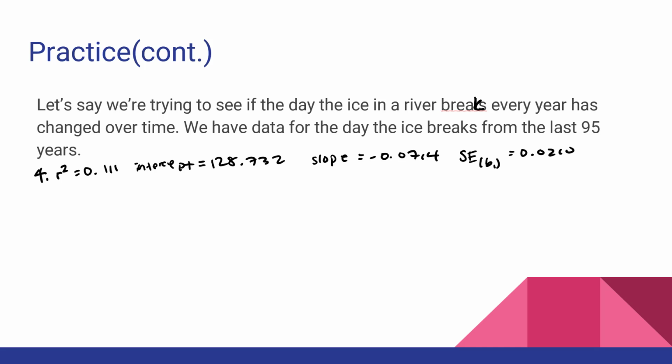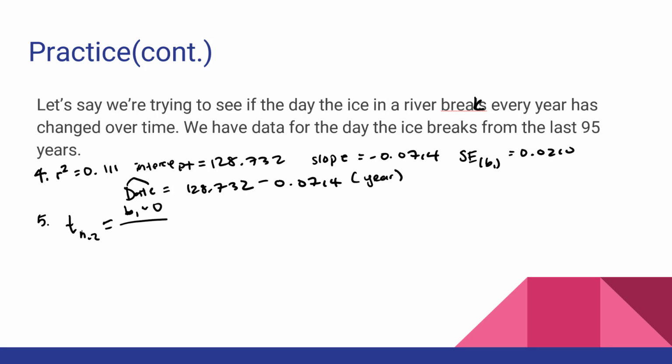With this information, we can also write out a sample LSRL. So that looks like this. With this information, we can now go on to get our t-score and then plug everything into our calculator. So our t-score formula is t sub n minus 2 is equal to b1 minus 0 over the standard error of b1.